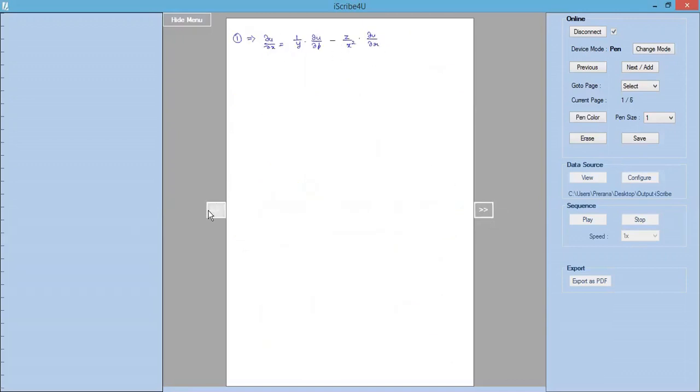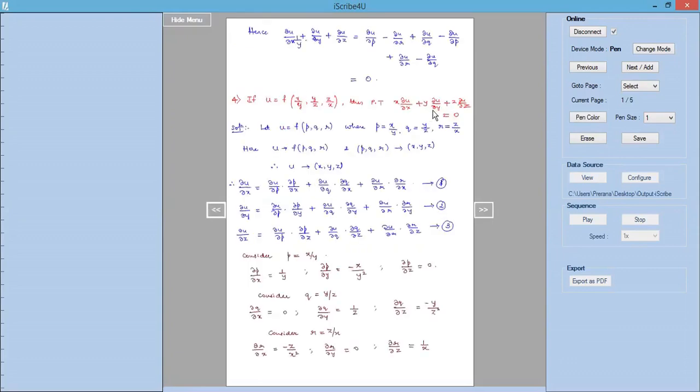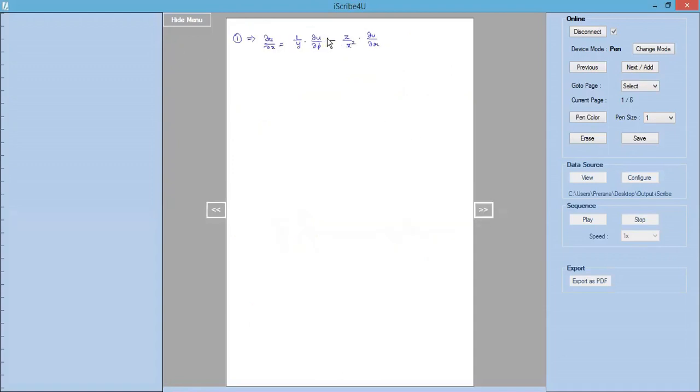Now keeping this in mind, since the requirement is x into dou u by dou x plus y into dou u by dou y plus z into dou u by dou z, we will multiply this equation throughout by x. So we obtain x into dou u by dou x is equal to x by y into dou u by dou p minus x into z by x square, which gives us z by x into dou u by dou r. I'll just call this equation 4 for convenience.